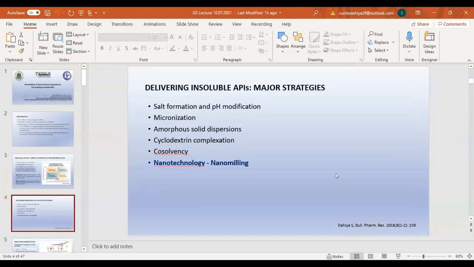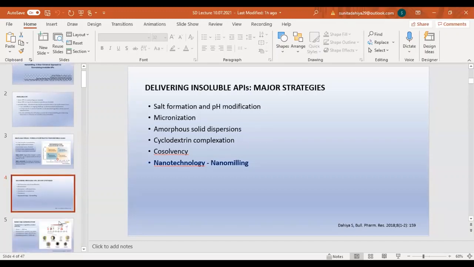Co-solvency is usually used, but it is usually limited to the liquid dosage forms, whereas the newer and more powerful, you can say more effective approach, is based on nanotechnology. So here we are talking about nanomilling as one of the nanotechnology-based approaches.